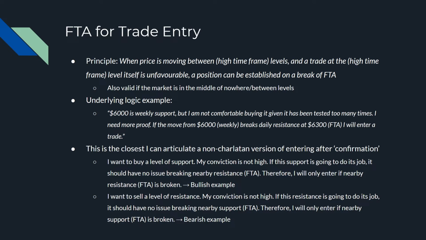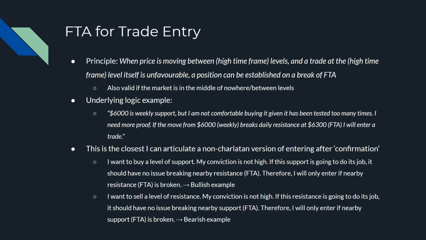Okay, so an example of the underlying logic. I tried to articulate this in a written sentence form, but a conversation with a trader I thought got the concept across better. So as an example, this is obviously for the Bitcoin dollar chart. $6,000, and this is just made up charts anyway, it doesn't really matter. $6,000 is weekly support, but I'm not comfortable buying it given it has been tested too many times, right? So that's the bit in the first point where a trade at the level itself is unfavorable. So 6K support, I'm not comfortable buying it given it's been tested too many times. I need more proof, right?